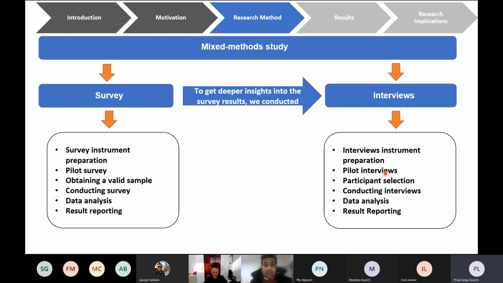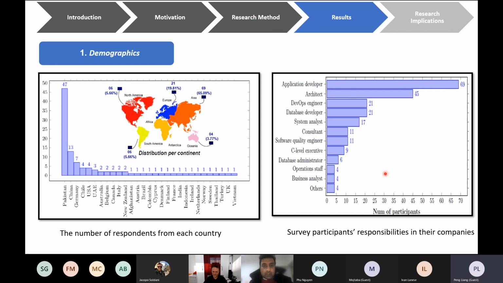Similarly, to get deeper insight into the survey results, we conducted interviews. We prepared the interview instrument by using the survey results. Mainly, we identified the reasons for the key findings. And again, similarly to the survey instrument, we also piloted the interview instrument. We selected the participants and conducted the interviews, and we analyzed the interview data by using the MAXQDA tool and thematic classification. So finally, we reported our key findings. Now, I will explain some of the key results regarding this study.